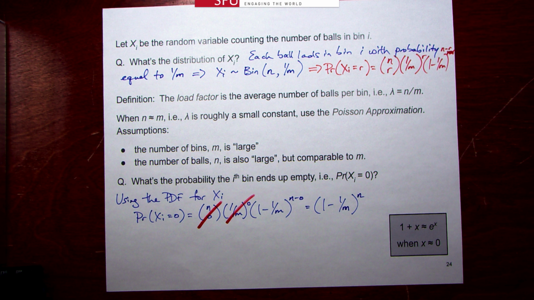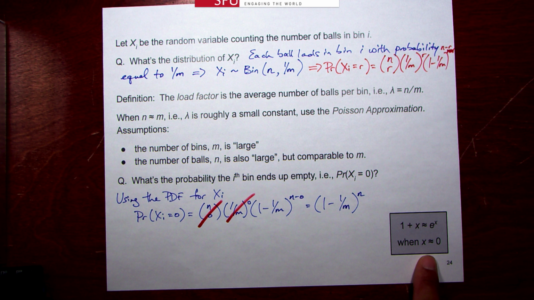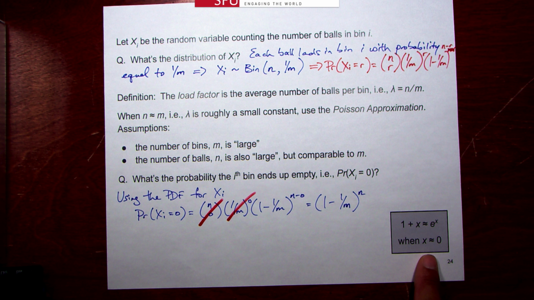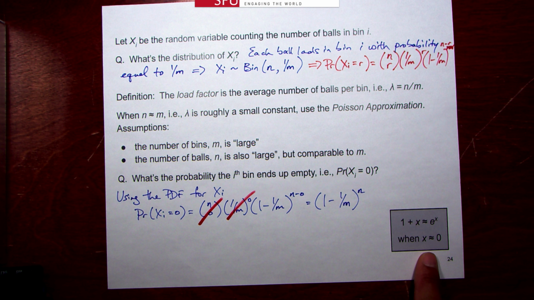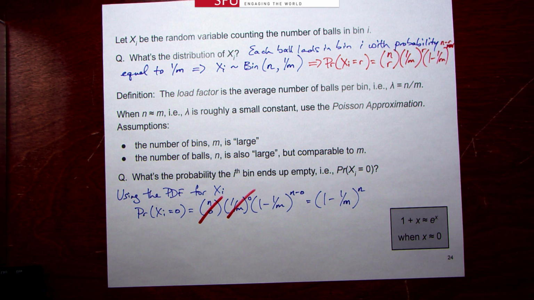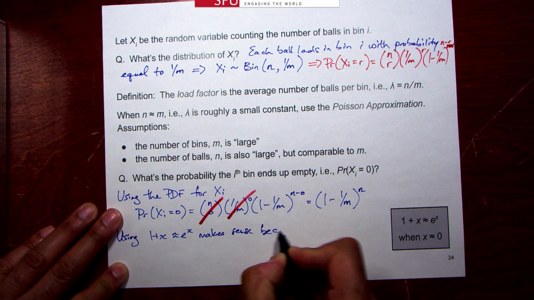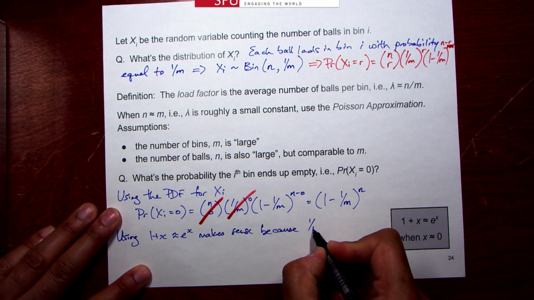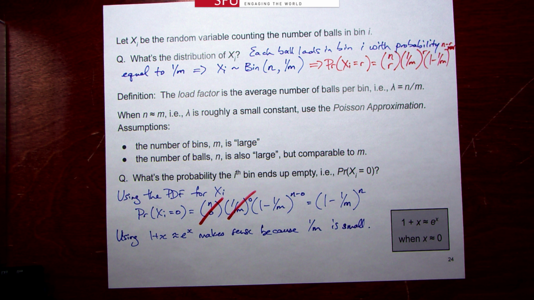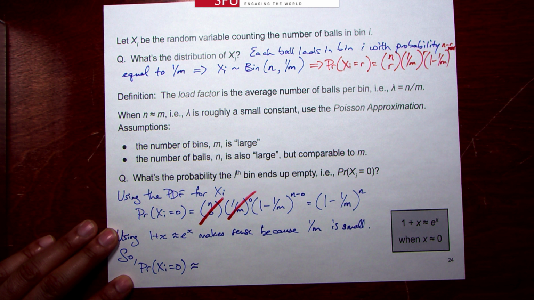So what do we do with this? Well, we're going to use this very useful approximation again that I put in a box, and we're going to use it a lot today, that 1 plus x is approximately e to the x, especially when x is close to 0. And here it is: m is assumed to be large. We have a large number of balls and a large number of bins. So we're going to use the approximation, and we can use it because 1 over m is small. The result is that the probability that x i is equal to 0, that the ith bin has nothing in it, is around e to the minus 1 over m, to the n.